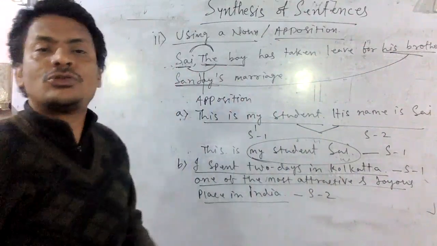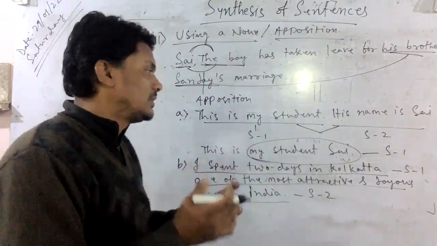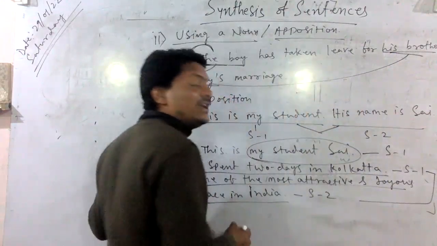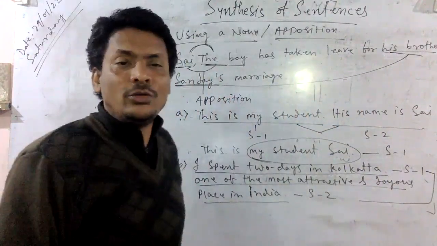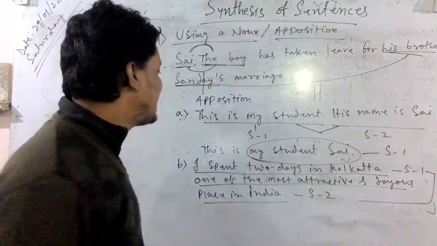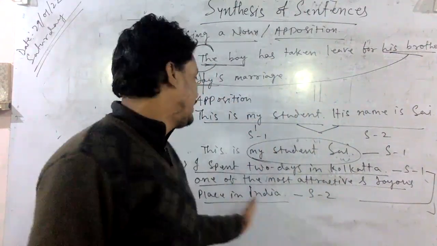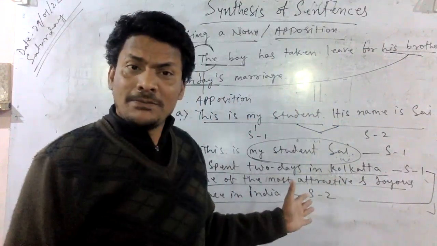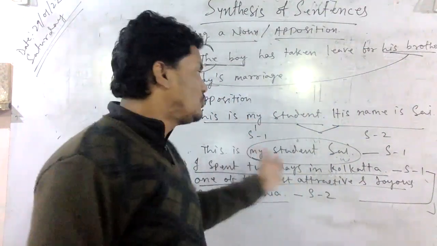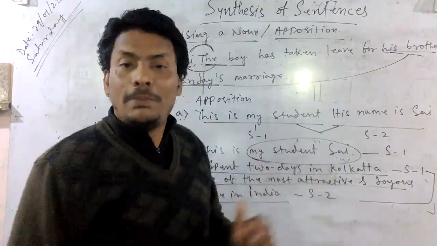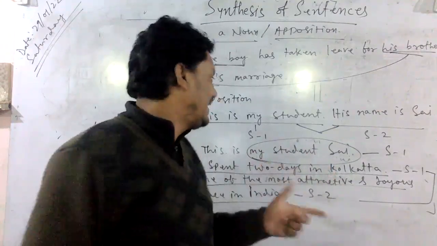Now, what am I supposed to do? I need to join both into one. How can I do it? Now, I can say that I spent 2 days in Kolkata, one of the most attractive places in India, right?